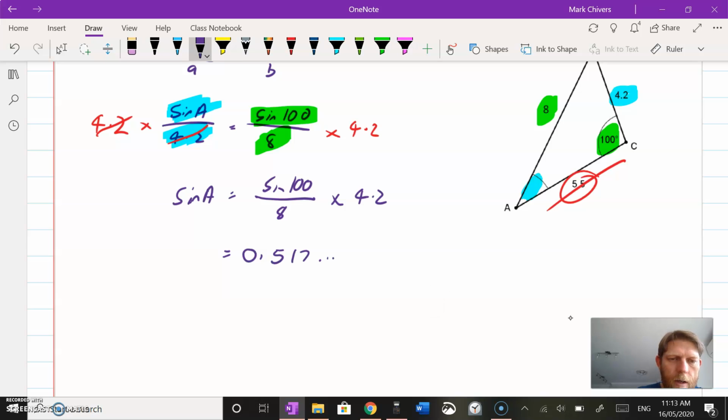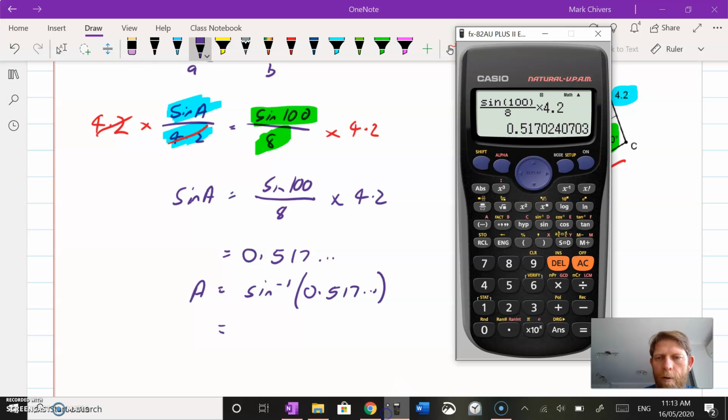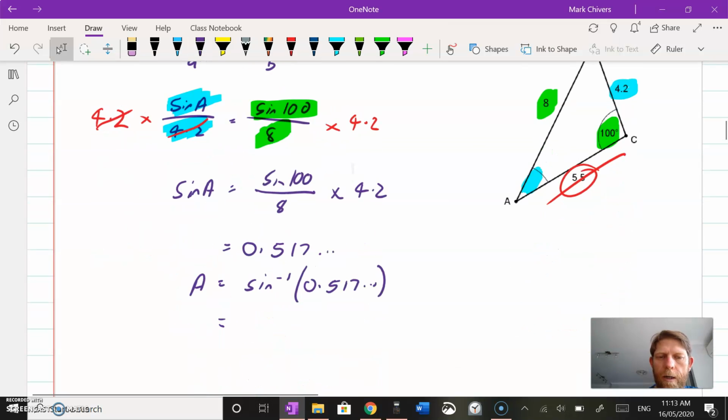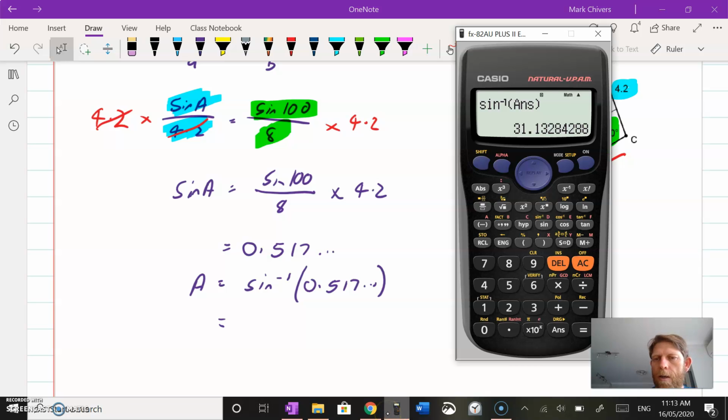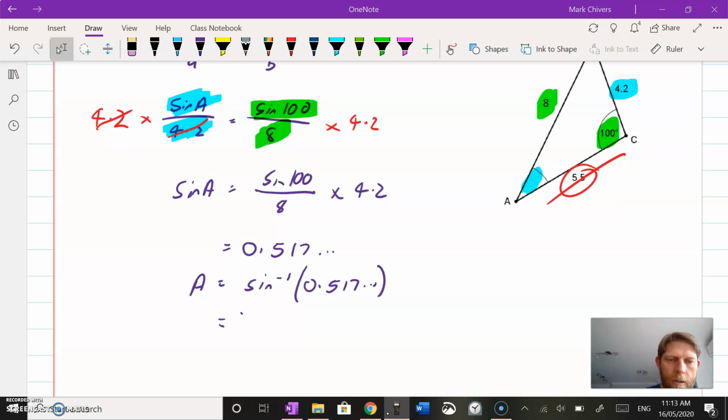17... So therefore A is going to equal sine to the minus 1 of 0.517. And once again, get in the habit of using that answer key in your calculator. So shift sine, then press answer, and that's going to give me my exact answer there. In this particular one, I need it to 1 decimal place, so that's going to be 31.1 degrees.